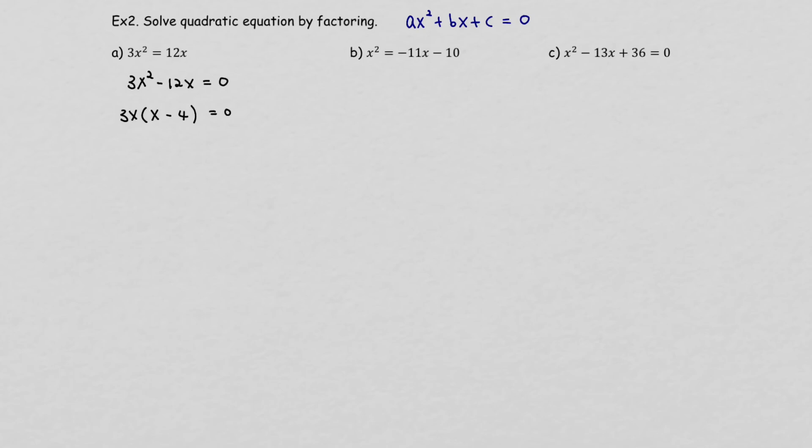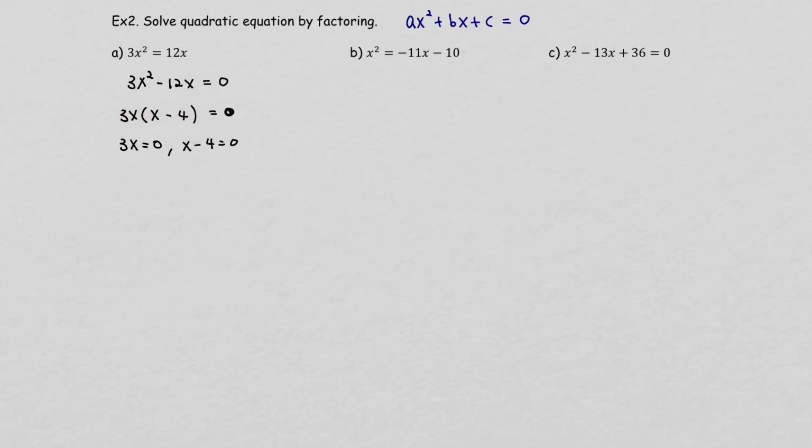Once I reduce the quadratic into two linear factors, I'm going to use the zero factor property, which means for the product to be 0, you have to have at least one of the factors equal to 0, right? So we're going to set this factor equal to 0, and this factor equal to 0.